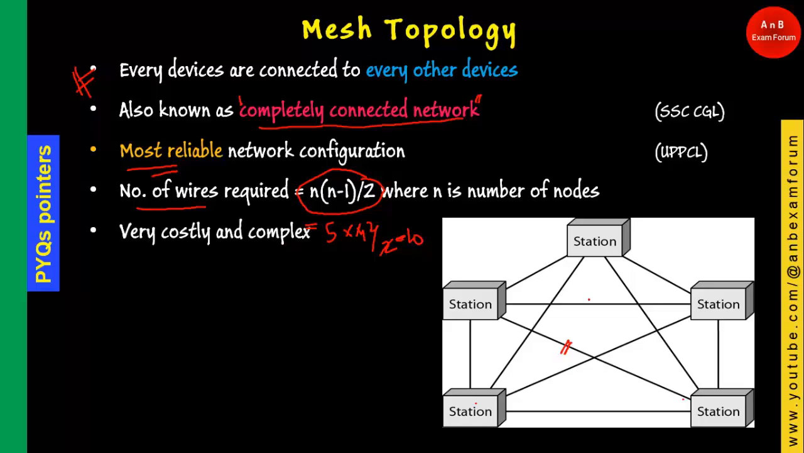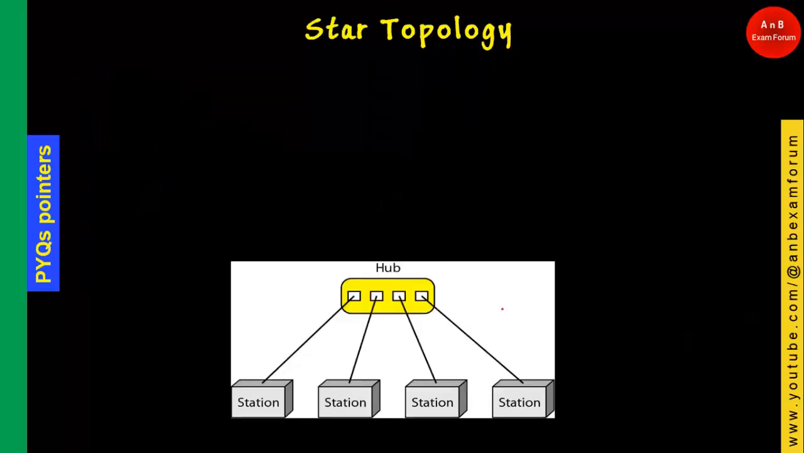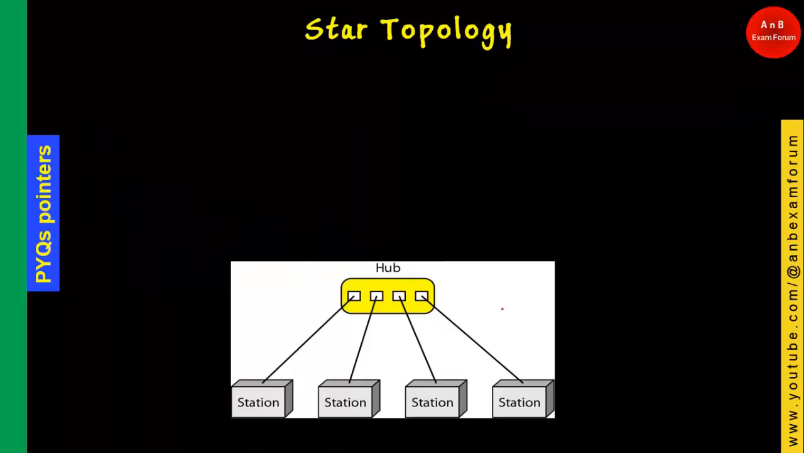And it is very costly and complex since each device needs to be connected to every other device. Wires need to be laid out, so in that way it becomes costly, and it becomes complex because you need to connect each and every device to every other. Let's see the next one. It is star topology. So in the star topology, what is the characteristic you are looking at in this figure?